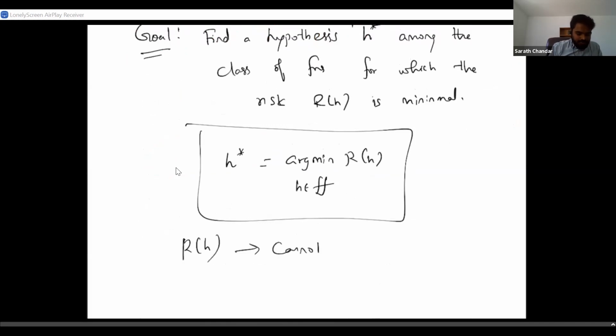In general, this R of H cannot be computed. Why? By now we have seen this several times. So why is it not possible to compute this R of H? Any answers? Raise hand, chat.